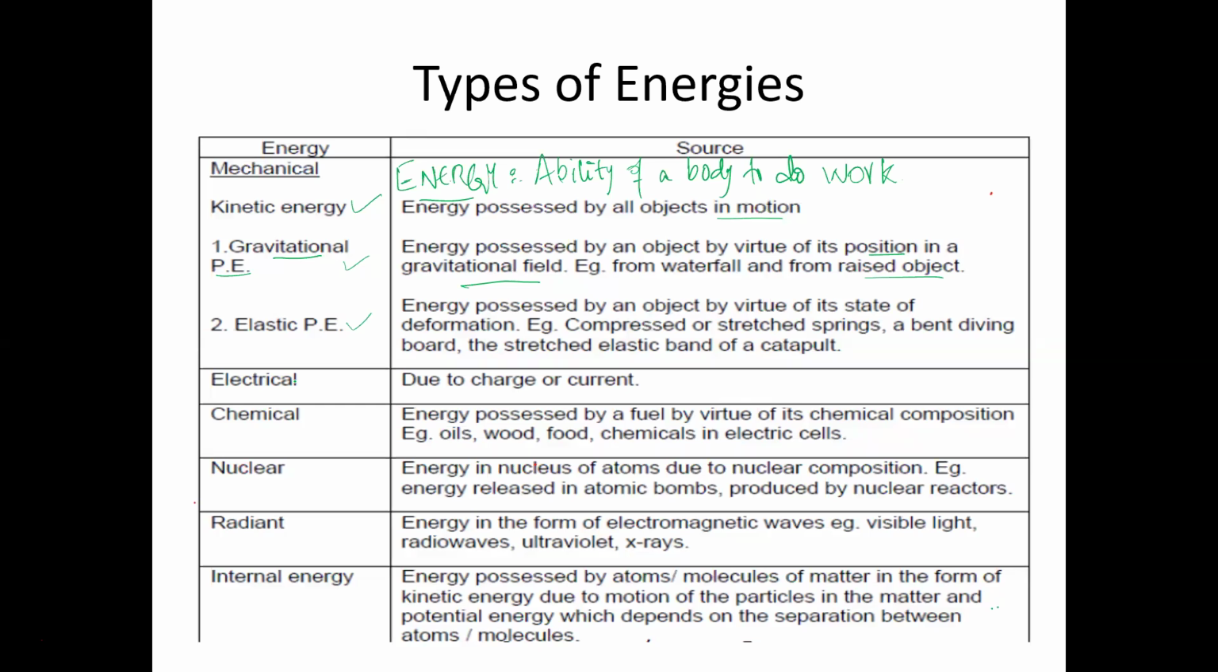Next is the electrical energy. It is the energy which is stored on the electric charges. Chemical energy, it is the energy which is present between the bonds of the atoms of molecules. And where does chemical energy exist? Chemical energy is present in food. It is present in fuel like petrol, natural gas, coal.